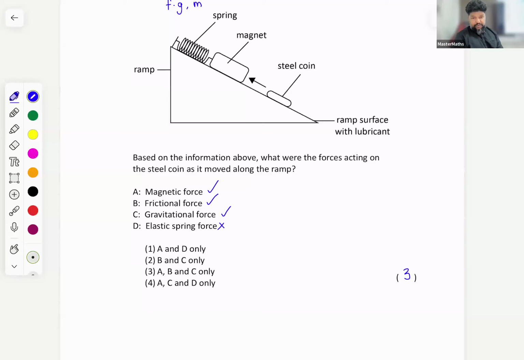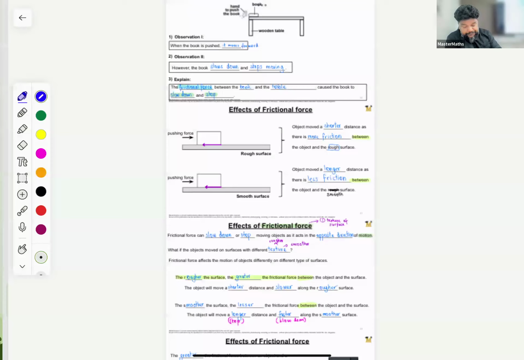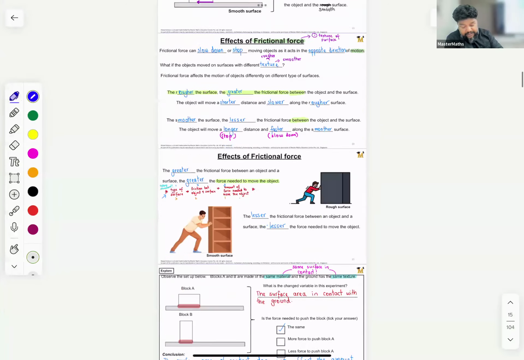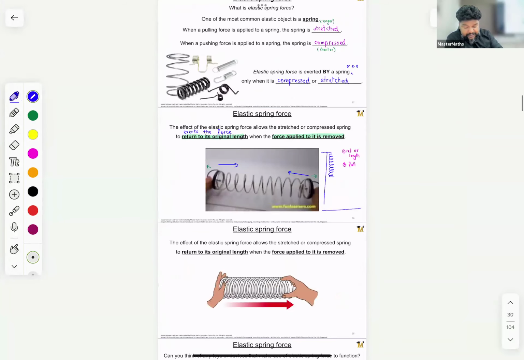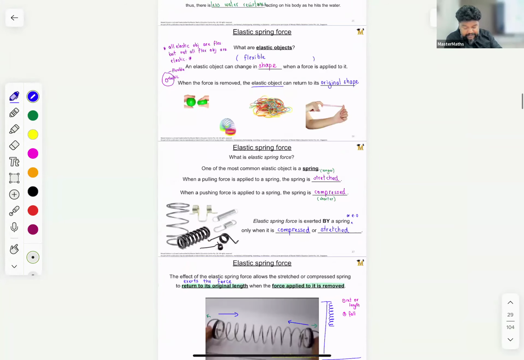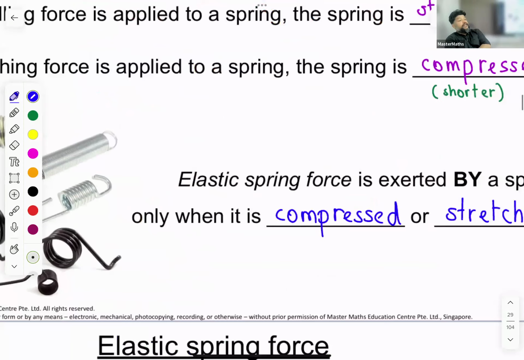How many have got it wrong? What did you choose? 1. A and D, elastic spring force. Why? But the spring is not touching the coin. Remember, for elastic spring force, the object has to be in contact. If it is not in contact, it won't exert an elastic spring force. Elastic spring force is exerted only when it's stretched or compressed and in contact.